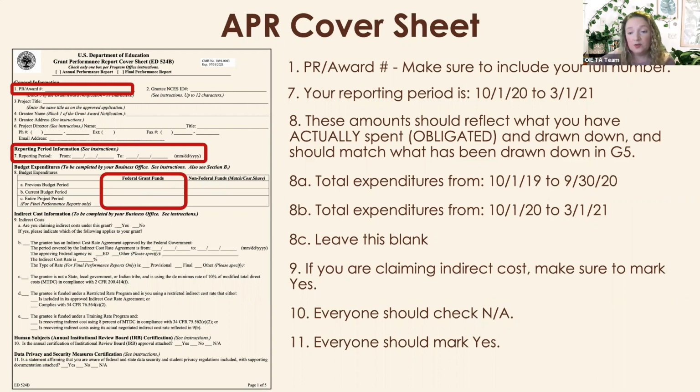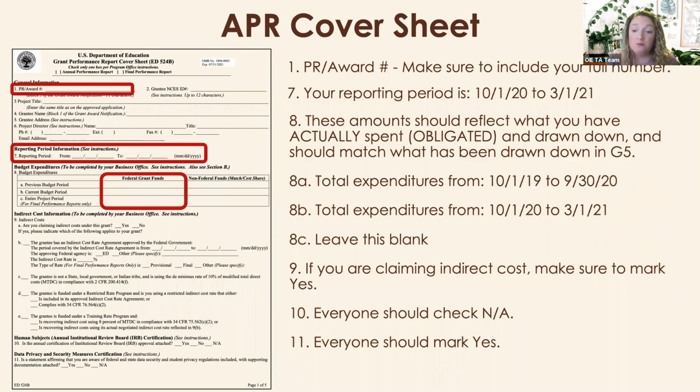When you're thinking about those total expenditures, you want to make sure that that information is going to match with G5. So if you're unsure on that part, you can always look at that possibly in G5 if you have that view only access for budgetary information there. Otherwise, you'll need to talk with your budget office.